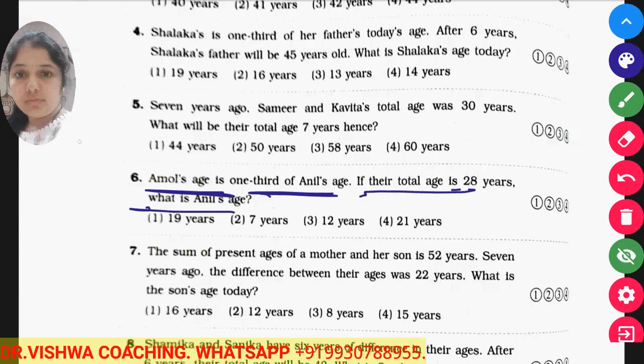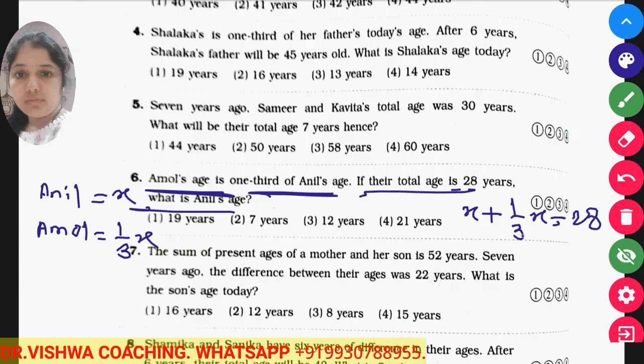Now Amol's age is one third of Anil's age. So we assume Anil's age as x. Amol's age becomes 1 by 3x. Now we know the total x plus 1 by 3x is equal to 28. Now multiply by 3 everywhere. So this 3 will get cancelled.